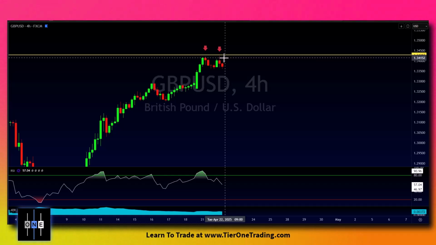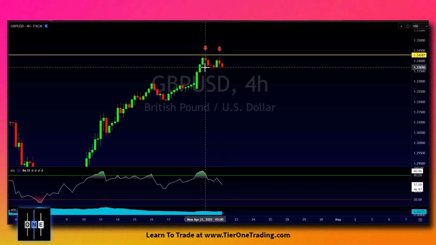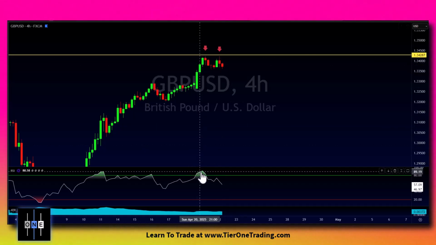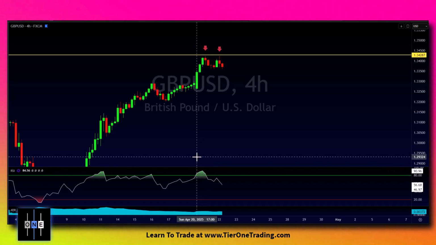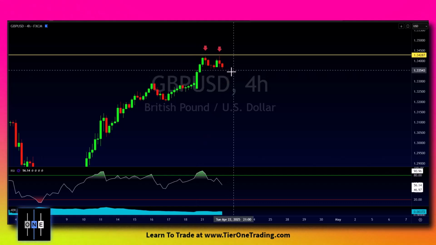But I have mine at 80 or 20. You can see that price action, or RSI, has went extremely over that level. We went all the way to 90, almost 91, which is incredibly high. Now, let's look at it from this perspective.